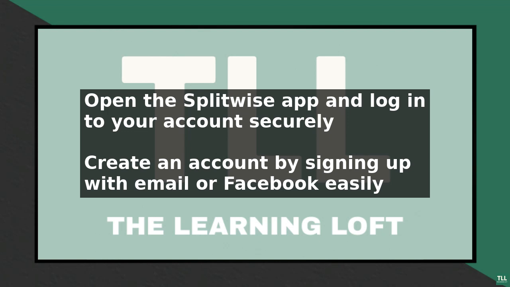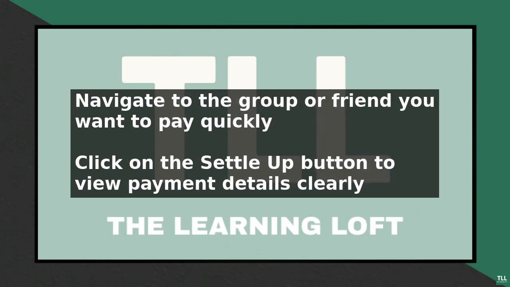First, open the Splitwise app and log into your account. If you don't have an account, create one by signing up with your email or Facebook. Once you are logged in, you will see a list of your groups and friends. To pay someone, navigate to the group or friend you want to pay and click on the Settle Up button.